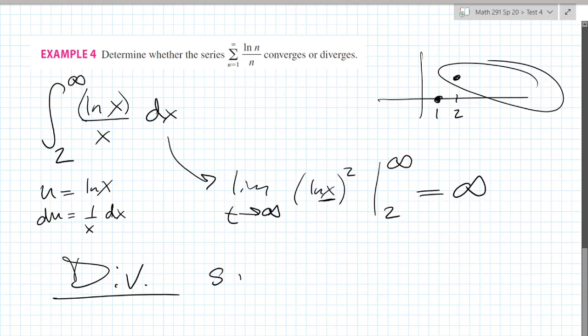So the sum is divergent as well. And there you have it. That is the integral test.